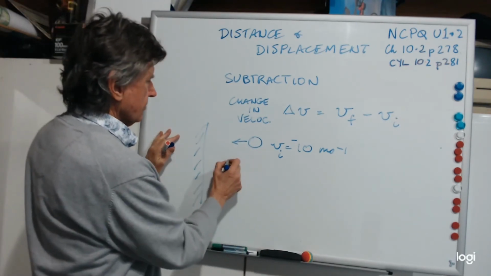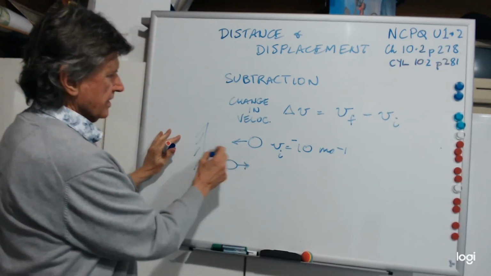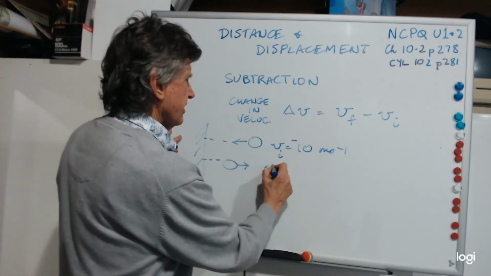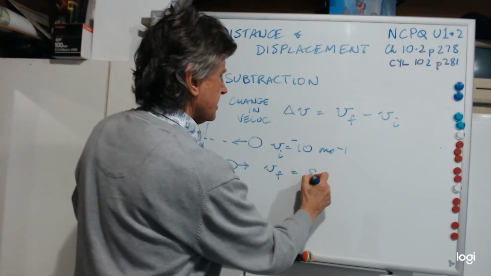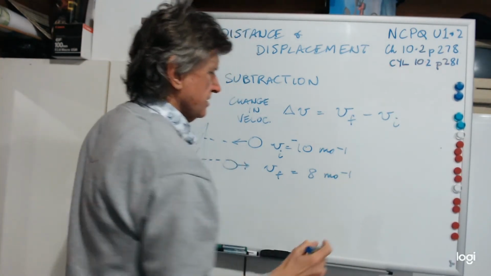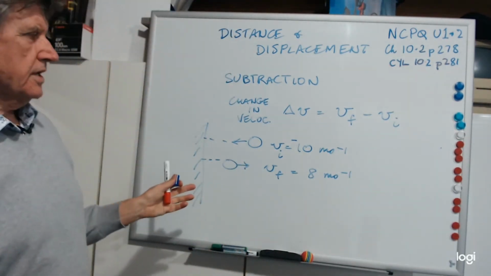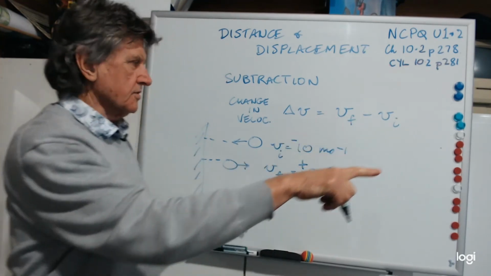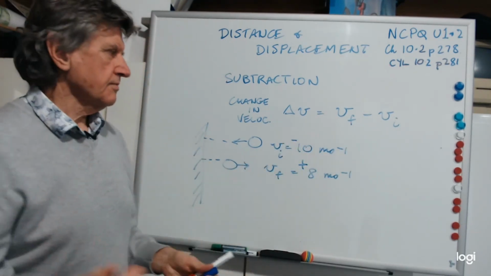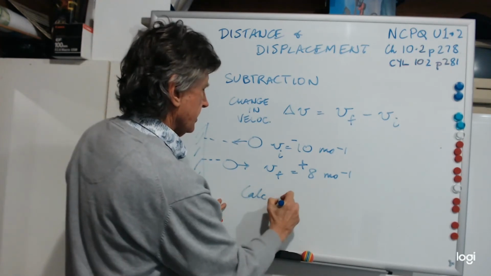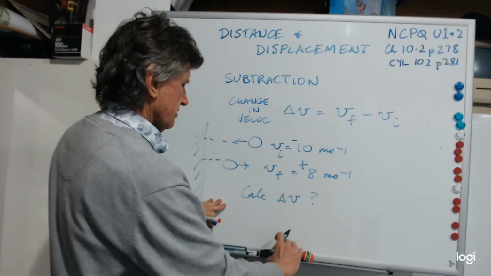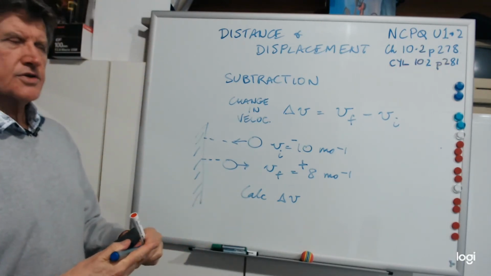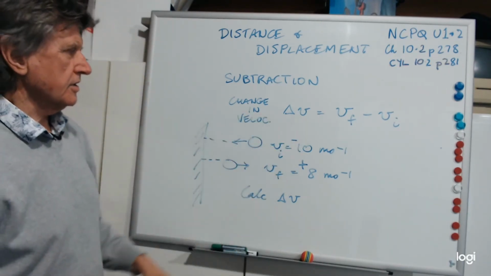But let's say it rebounds off the wall, so it hits the wall and then rebounds, and its V final, let's say, is 8 meters per second. It's slowed down a bit because it's lost some energy. Now this will be plus, because it's in the positive direction. If I said to you, calculate the change in velocity, you just do a simple calculation like this.